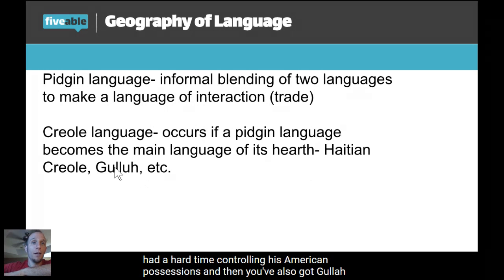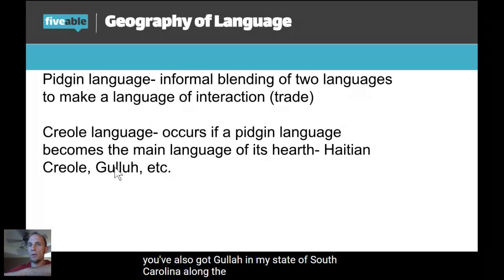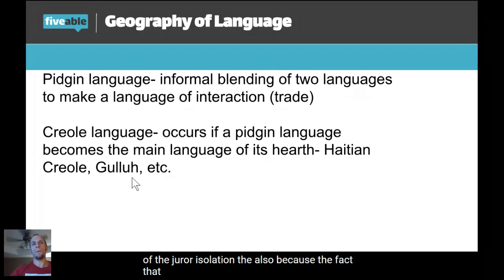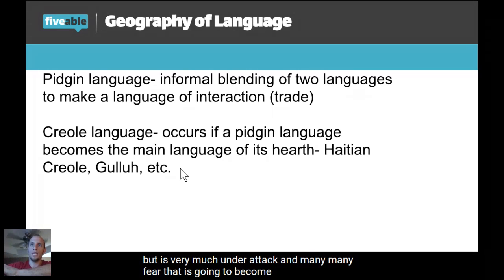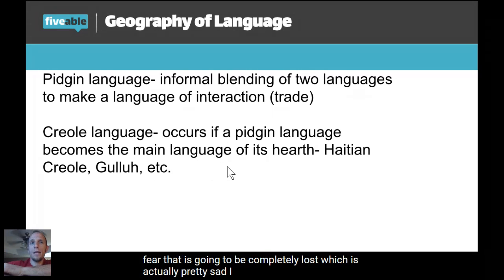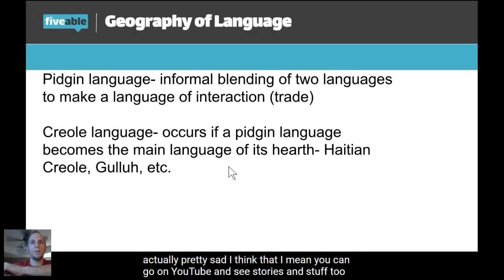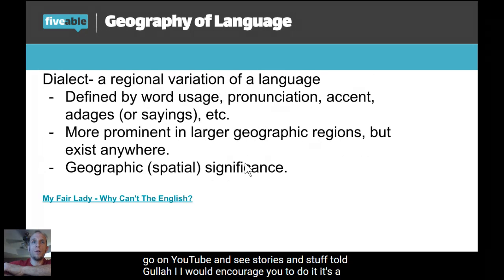And then you've also got Gullah in my state of South Carolina along the southern and eastern coast, and also into Georgia. You've got groups of these guys who are descendants of the African slaves that were brought into that region. Because of the islands and the general isolation, and because about 3/4 of those populations would have been slaves at the time, Gullah still persists today, but it is very much under attack, and many fear that it's going to be completely lost, which is actually pretty sad. I think you can go on YouTube and see stories told in Gullah. I would encourage you to do it. It's a pretty cool thing.